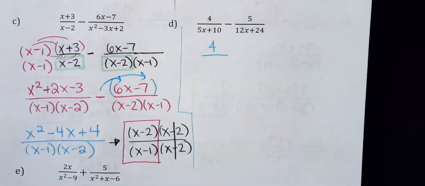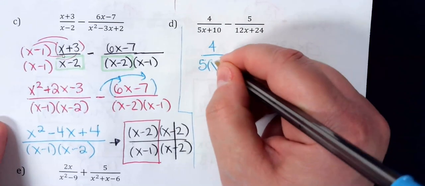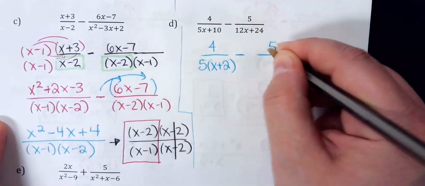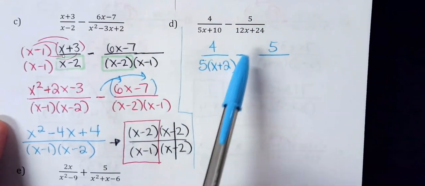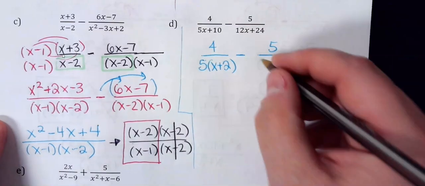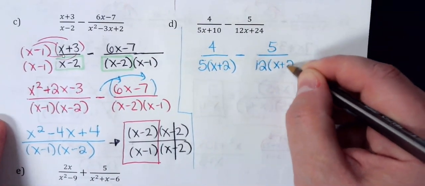No one wants to talk. Ryan, you tell me, you're shaking your head. 5. Okay, what would you have left over? All right, good deal. Now, what about, I have a 5 on the top here, so I'm not factoring anything. What about 12x and 24? They have anything in common? 12. Okay, what would be left over? X plus 2. Okay, now, do you guys see?